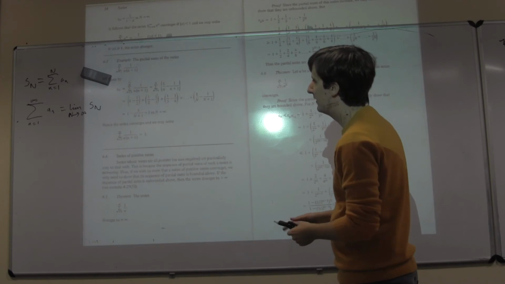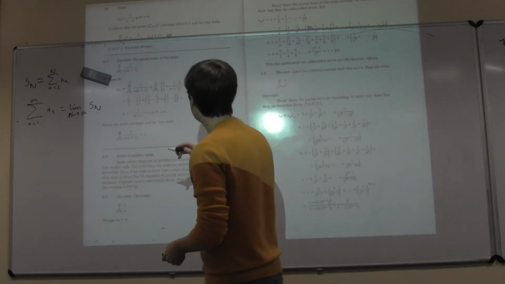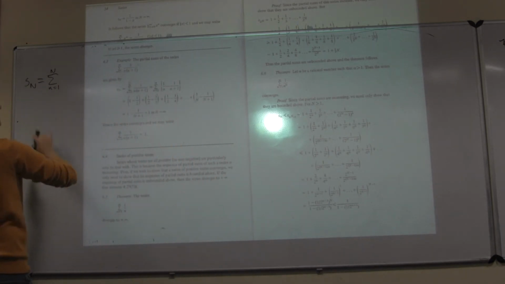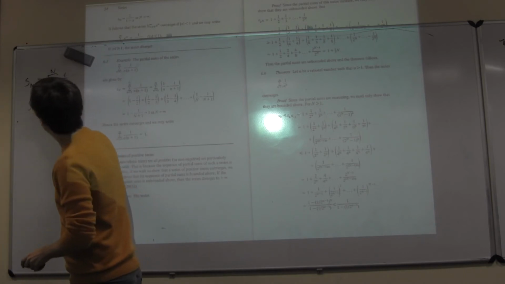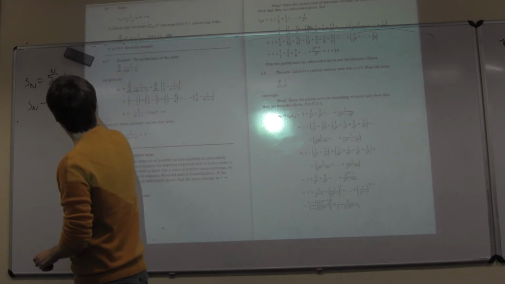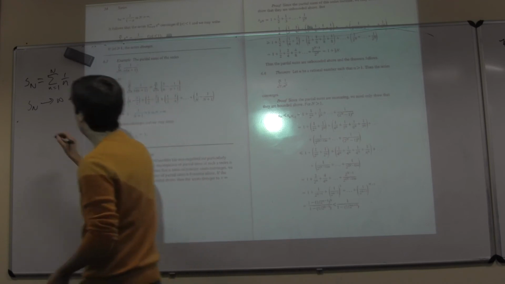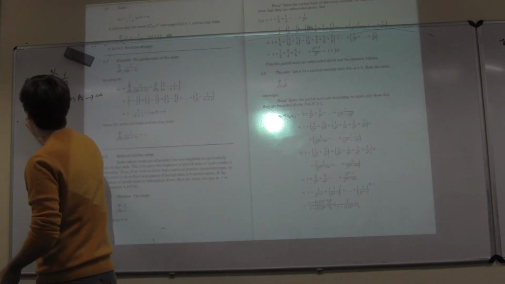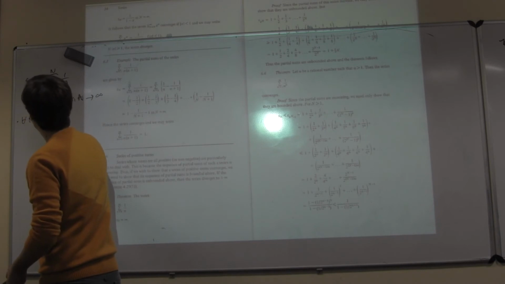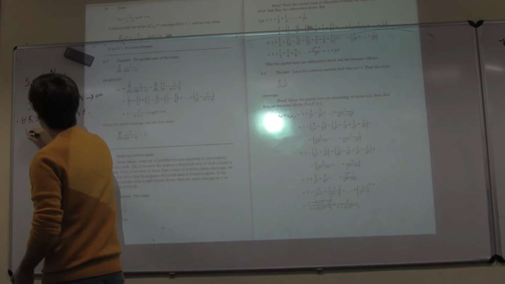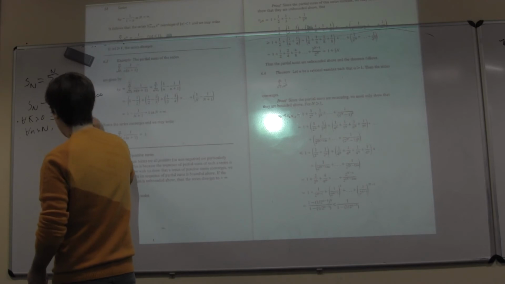So all we have to do is show that this diverges. Let's define Sn as the sum of this thing. We want to show that Sn goes to infinity as capital N goes to infinity. We remember the definition of going to infinity: we need to show that for all capital K greater than 0, there exists N in the natural numbers such that for all n bigger than N, Sn is bigger than K.